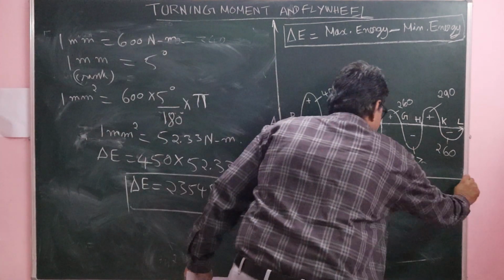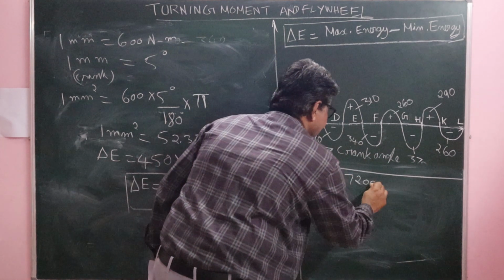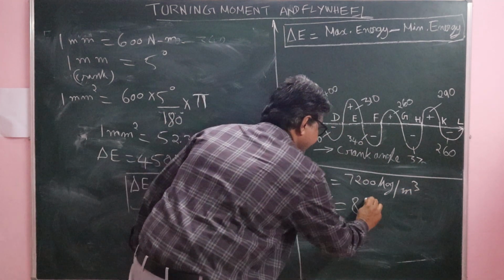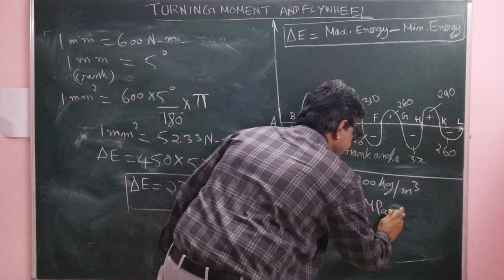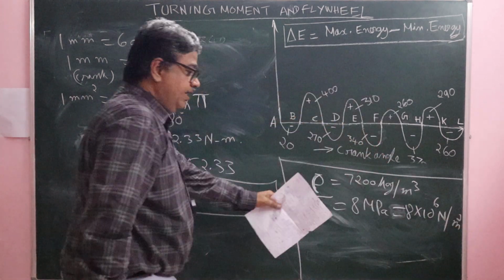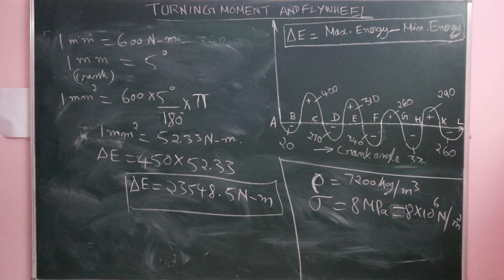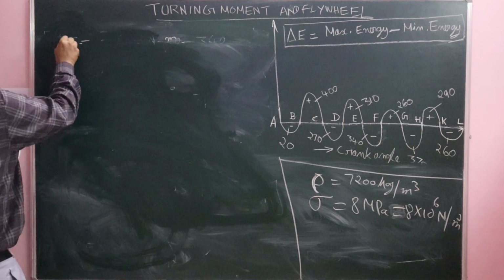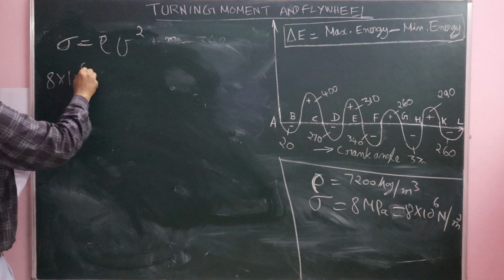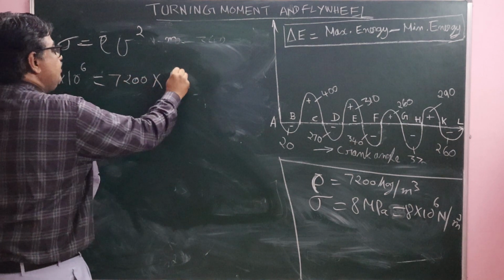So, we know that rho is given, rho is 7,200 kilogram per meter cube. It is given density of flywheel material. Sigma is 8 MPa, 8 into 10 power 6 Newton per meter square. This is the value given. Therefore, mean velocity of the flywheel rim, we know the formula, sigma is equal to rho V square. Therefore, 8 into 10 power 6, 8 megapascals equal to 7200 into V square.